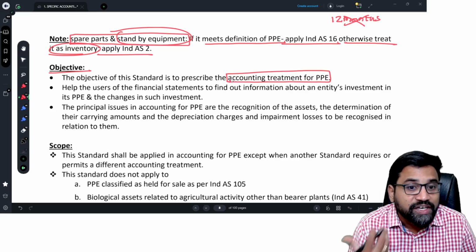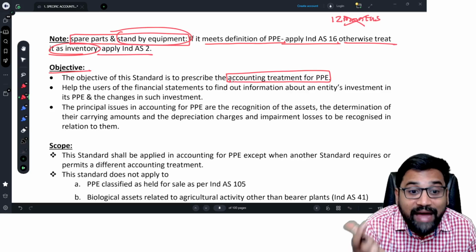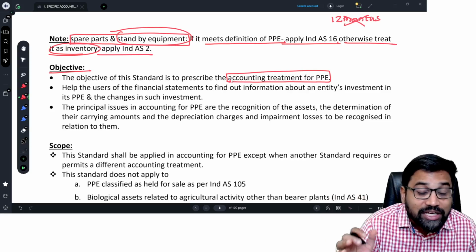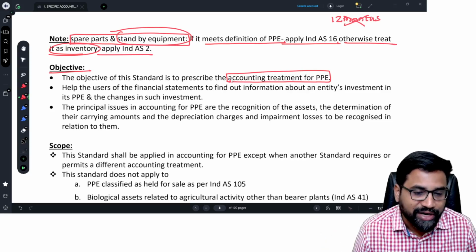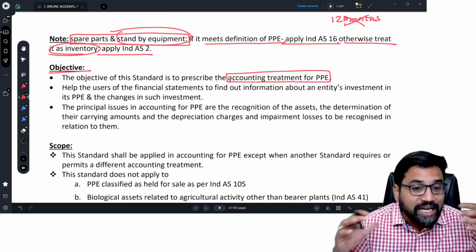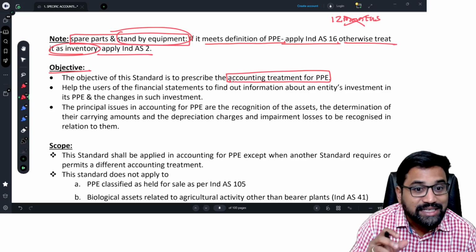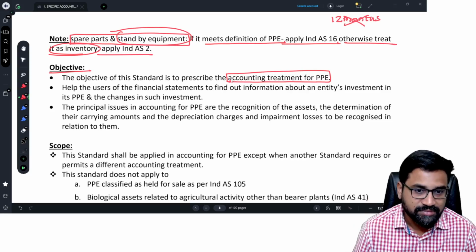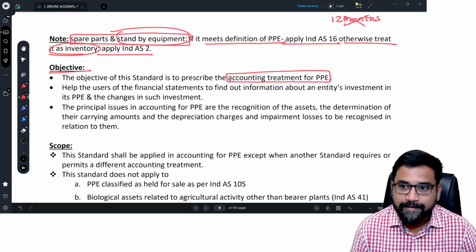What will be the accounting treatment? When will an asset be recognized in the books? At what value will it be carried in the balance sheet? How will depreciation be provided? What are the accounting entries we need to pass? All these things will be discussed in IND AS 16. So this is the first objective of the standard.